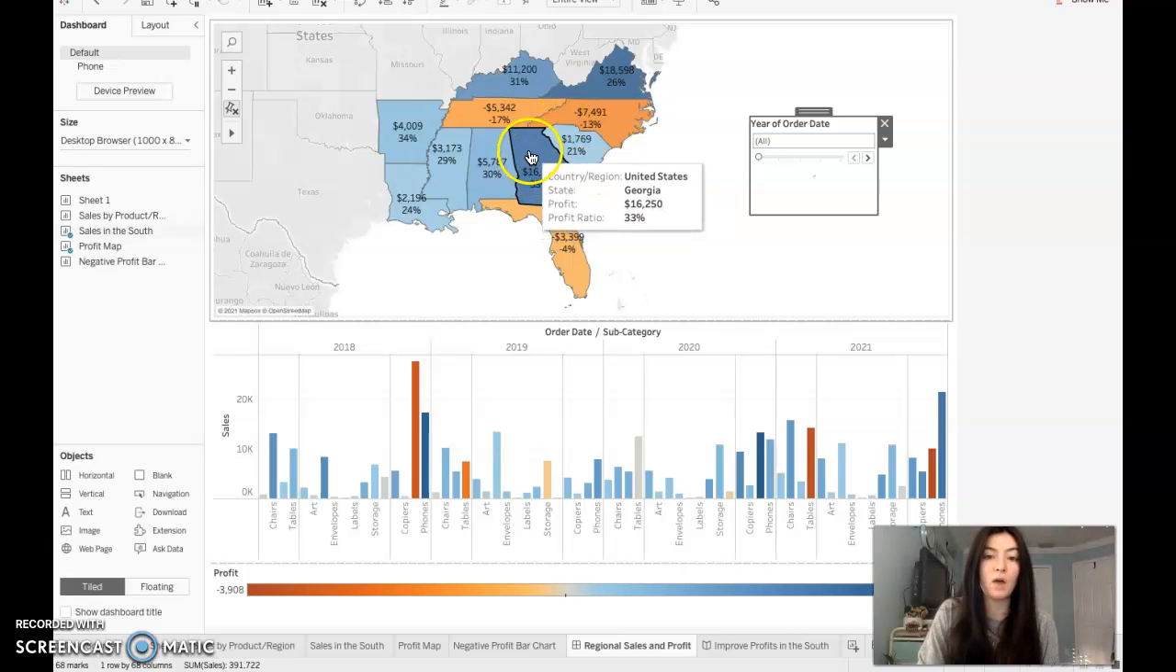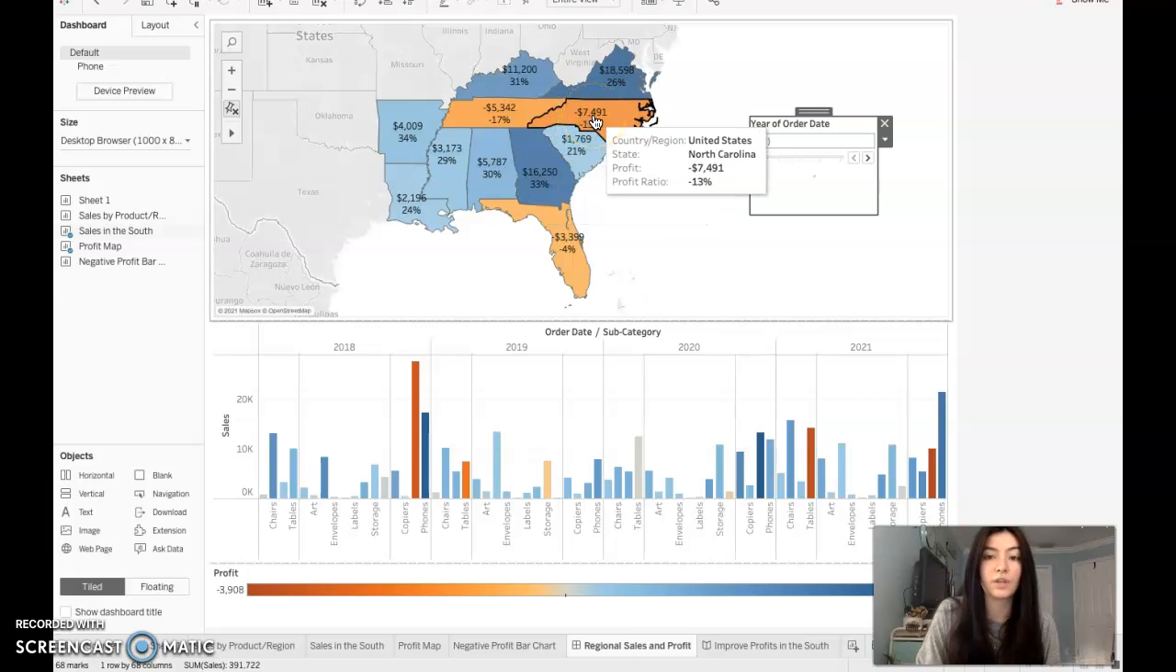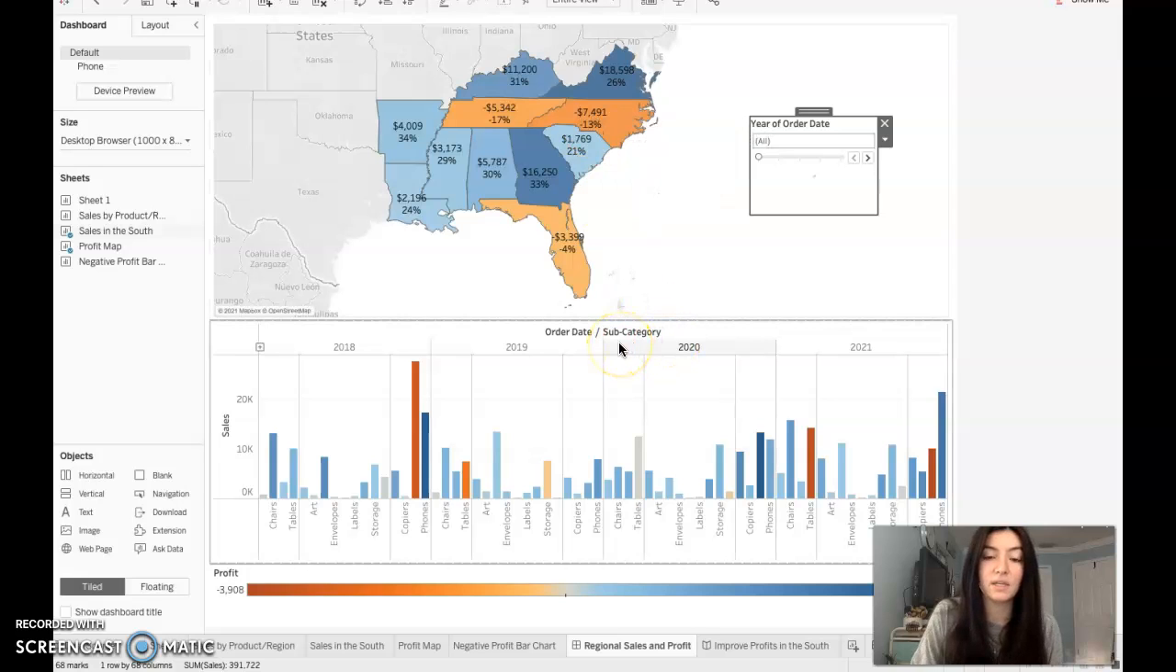So as we hover over Georgia here, we'll see that they had a profit of around $16,000, and their profit ratio was 33%. And in contrast, if we hover over North Carolina, we'll see that their profit was a negative $7,491, and their profit ratio is a negative 13%. Down below, we have the different subcategories by year.